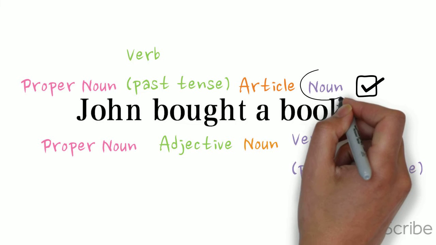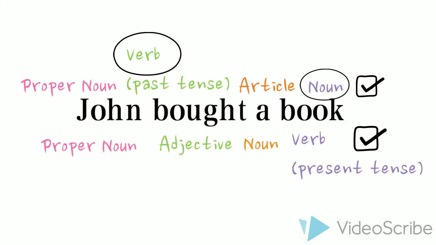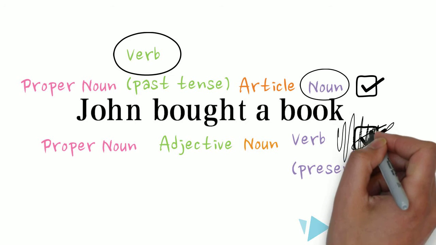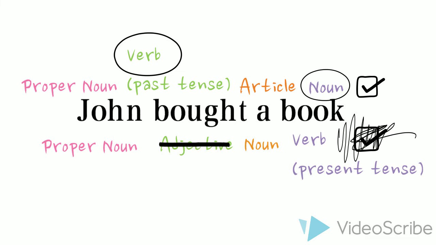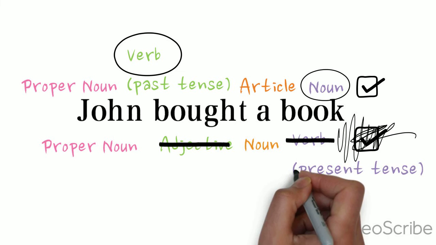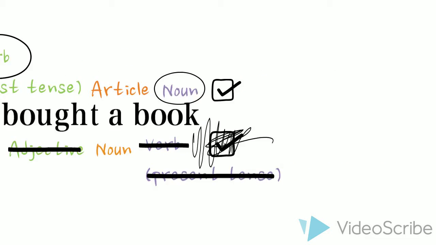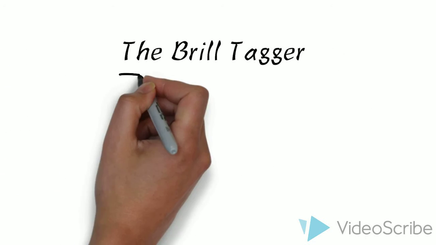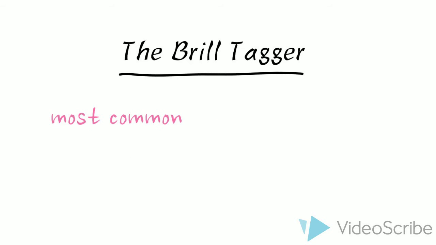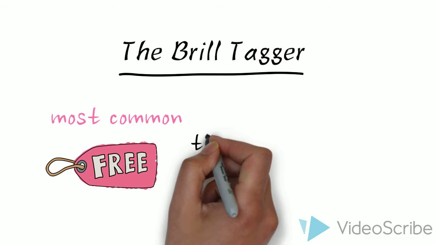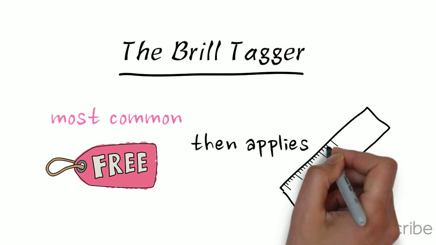As humans, we automatically recognize that in this sentence, book is a noun and bought is a verb. This is because of the grammar and syntax rules we use without thinking, but without NLP, computers do not have the same level of understanding. Therefore, the most common part of speech tagger, the Brill tagger, works by initially assigning the most common tag to each word, then applying predefined rules to correct any mistakes.